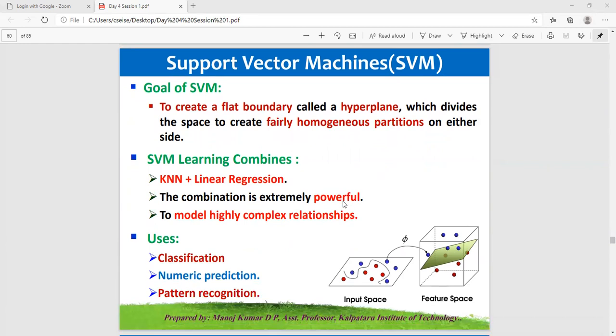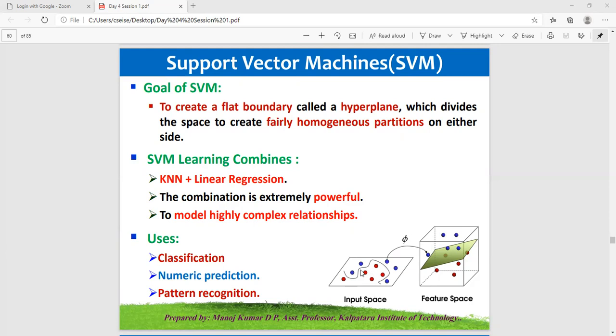So what does it combine? It combines k nearest neighbor plus linear regression. What is k nearest neighbor? You will be finding the nearest neighbor, which we have covered in a video lecture, that is the nearest neighbor algorithm, and the regression concept also. Linear regression means everything will be in the form of a straight line, y is equal to mx plus c. You are combining both to form the support vector machine. So what are its uses?